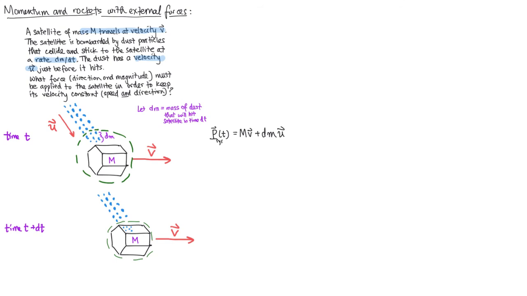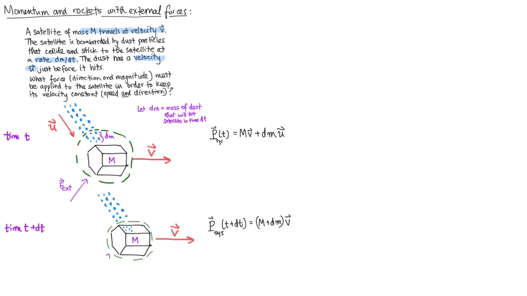And then, after the collision of those dust particles, I have my p sys after, the system's momentum sometime later, t plus dt. I'm going to have all of that mass of the satellite plus the dust now, by assumption, moving to the right at velocity v. But of course, in order for this to happen, I must apply some external force to this system. Otherwise, as we saw in the previous example, the momentum would not be to the right. So I'm assuming here there's some external force on the system.